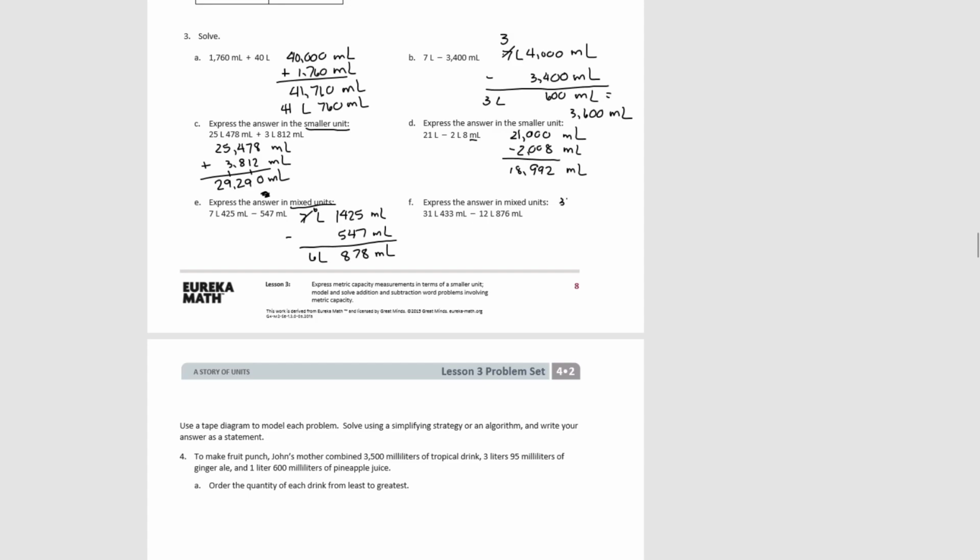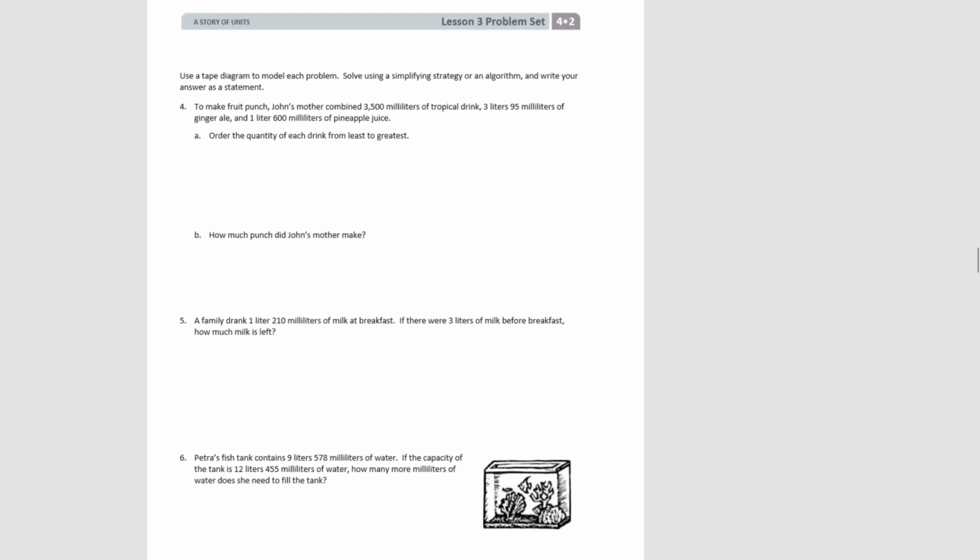Again, if we write this vertically, again, we can't subtract 876 from 433, so we need to rename one of these liters and convert it into milliliters. Now we can do our subtraction. And we end up with 18 liters, 557 milliliters. Okay, moving on, we have some real life problems.